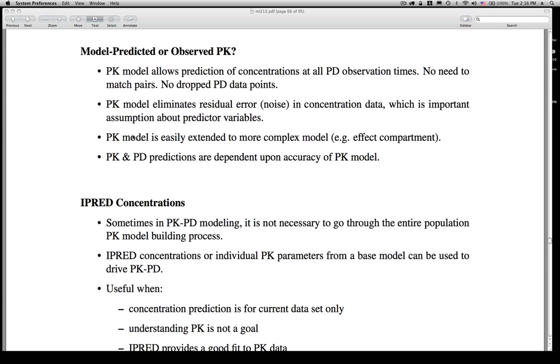Another practical thing is if you're building a PK model and a direct relationship isn't adequate, then it's easy to extend that model to a more complex one, like an effect compartment model. But the last one, of course, is that both the PK and PD predictions are going to be dependent upon the accuracy of the PK model. And so if you have a PK model that's not a very good descriptor of the data, or deficient in some parts of the concentration response relationship, it may be problematic with respect to predicting response. And unless you can improve that, that might be a reason for using observed concentrations instead of model predicted.